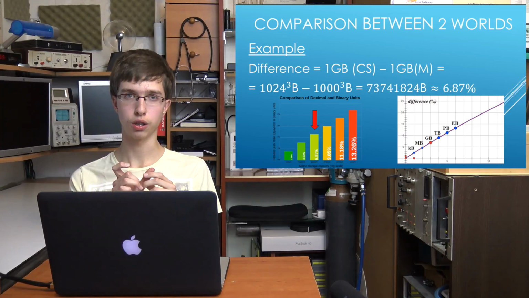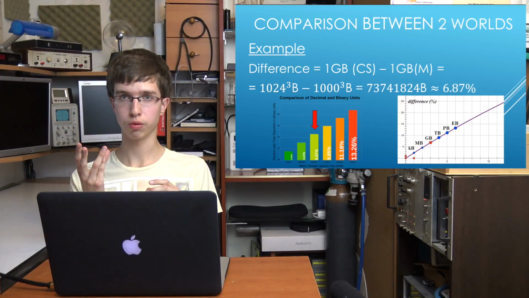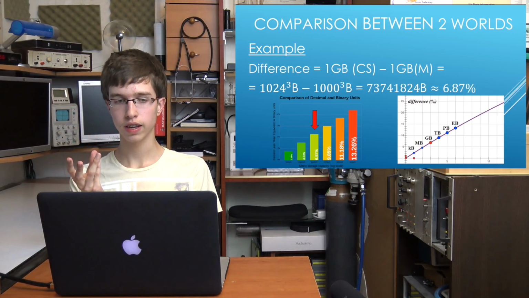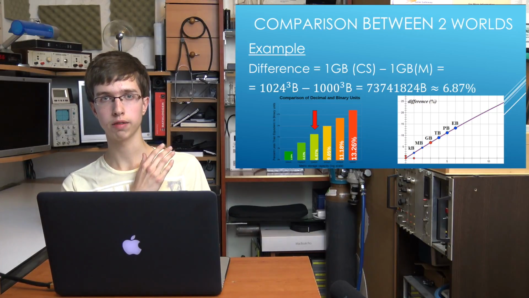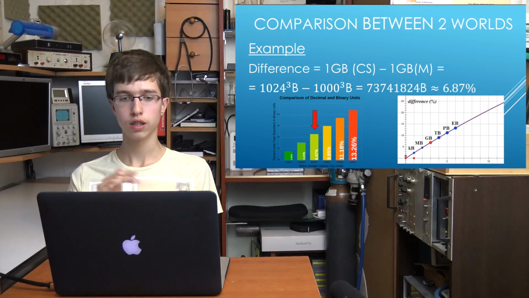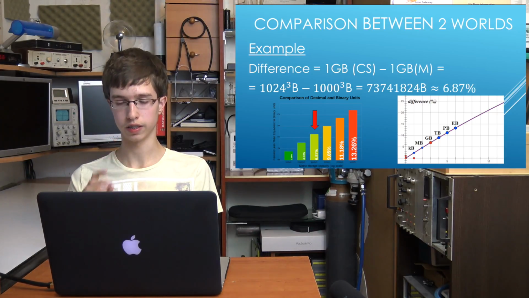And this relation of how big part is this difference of the bigger measuring unit, which is always this one in computer science, is represented in these two graphs below. We can see it is exponential dependence. So the bigger measuring units are, also is bigger their difference.